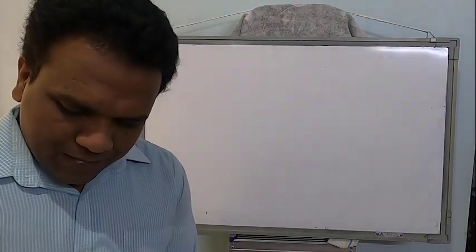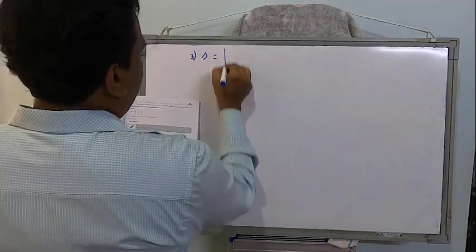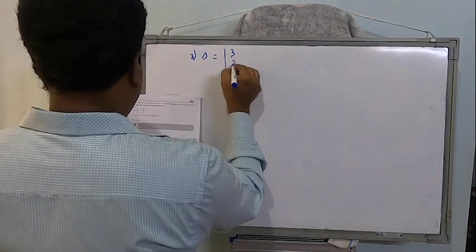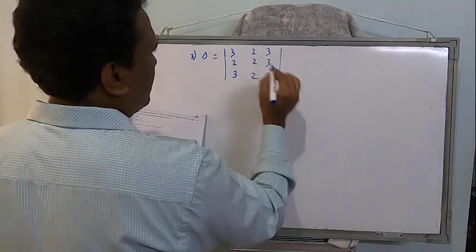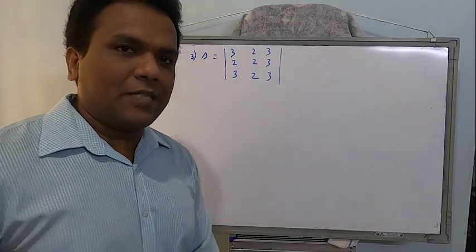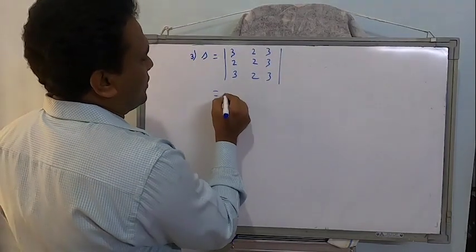So problem number 3. Problem number 3 is evaluate delta equal to 3, 2, 3, 2, 2, 2, 3, 3, 3. See, first I will go for direct expansion. Then I will tell you the property number 3. Okay, right. Let me go with the direct expansion.